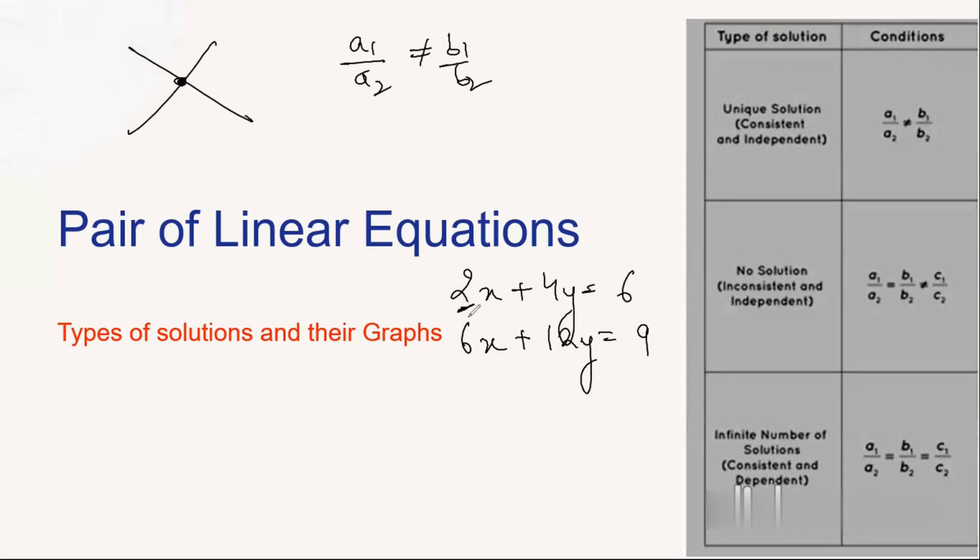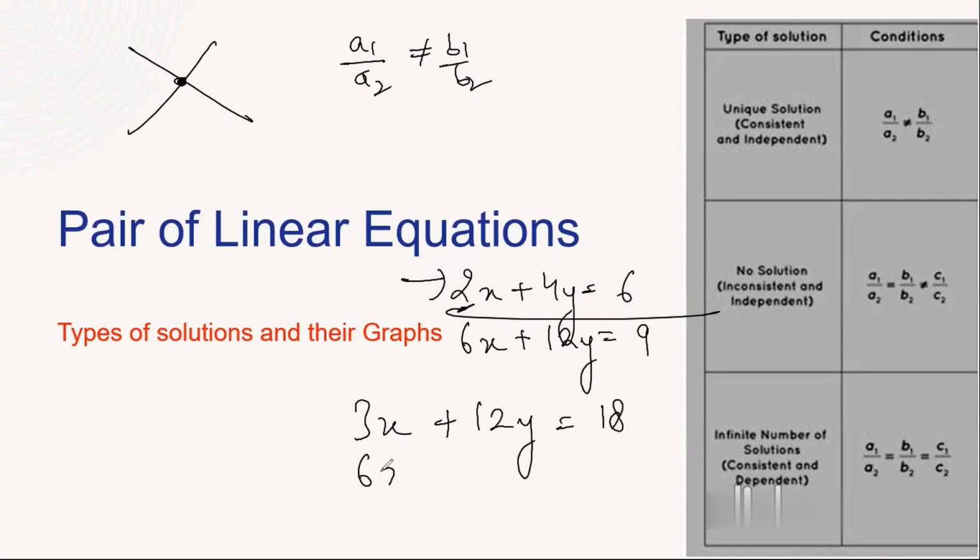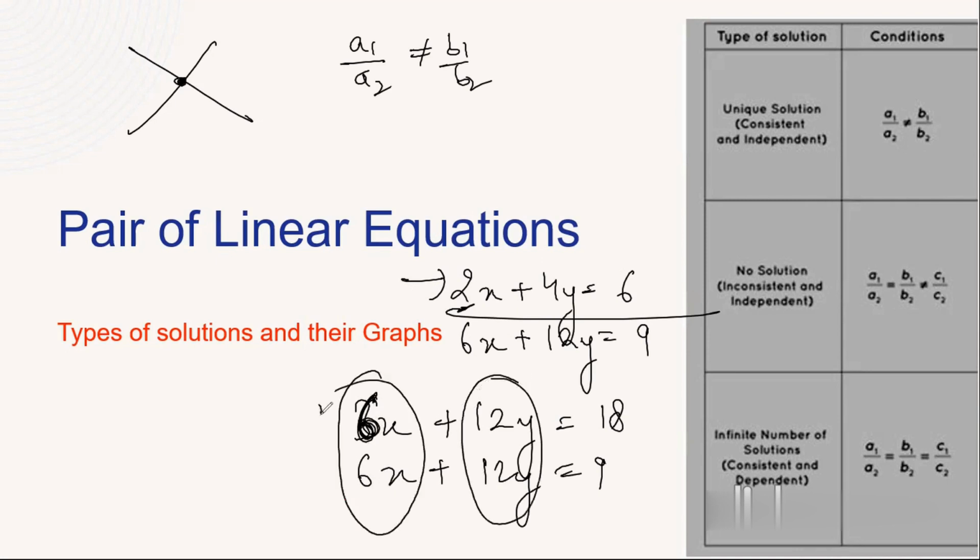If I eliminate, I have to make the coefficients the same. Now to make 2 as 6, I will multiply the above equation by 3. Because I have to multiply the complete equation, it becomes 6x plus 12y is equal to 18. The below equation is as it is, because I am making the coefficients of the above equation the same by multiplying by 3. So here the coefficient of x is the same and y is also the same. So this is a1, this is a2, this is b1, this is b2.